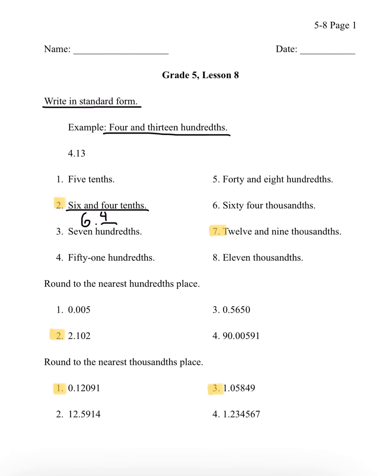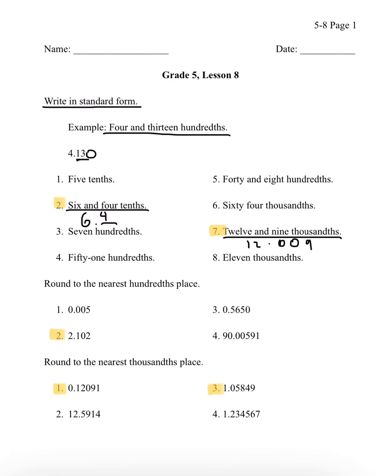Number 7, it gives us 12 and 9 thousandths. So we write 12. And if the 3 is in the hundreds place, then one more, for example, the 0 will be in the thousands place. So that means we have nothing in the tens or the hundreds place. So in our thousands place, we just put a 9. So our answer is 12.009. Let me rewrite the 9.